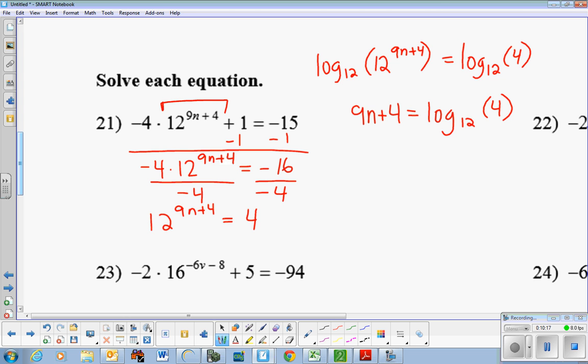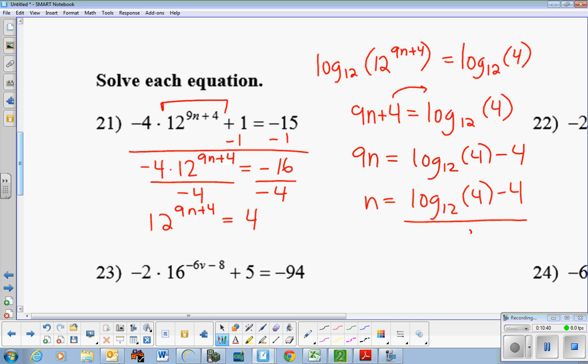Now in this case, I had two steps within the exponent itself, so now I need to subtract 4 and then divide by 9. So 9n equals log base 12 of 4 minus 4, if I move that 4 over, and then n equals log base 12 of 4 minus 4 divided by 9. All right, so that's my exact answer. Could type it in again, just like I have been. I would do log 4 divided by log 12 to evaluate log base 12 of 4. Get that number, then subtract 4, then divide by 9.